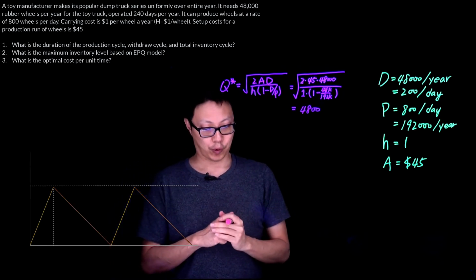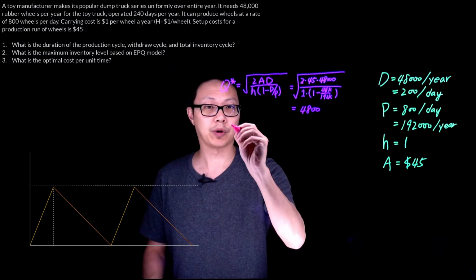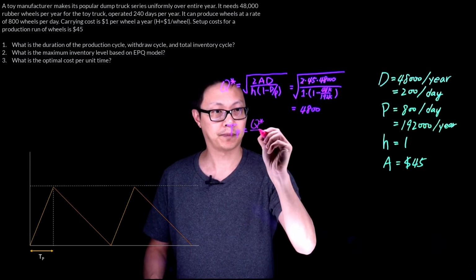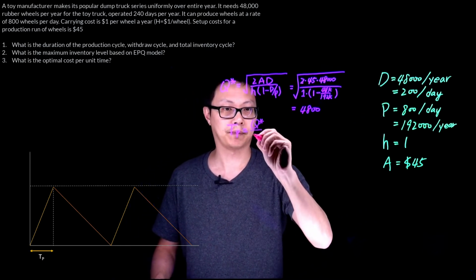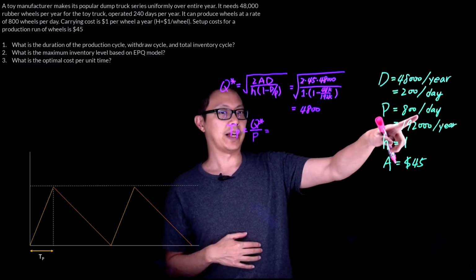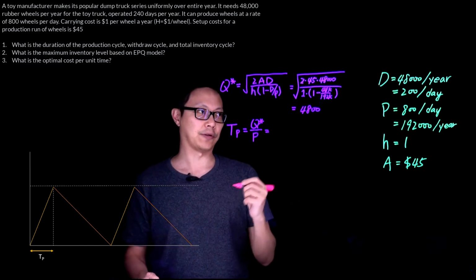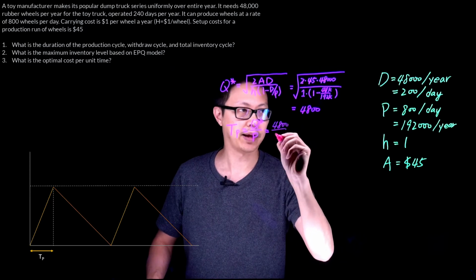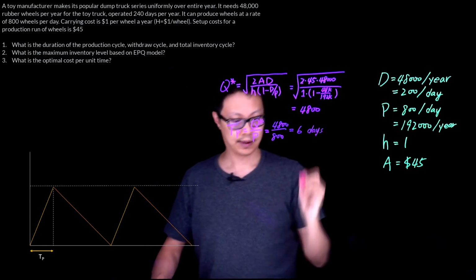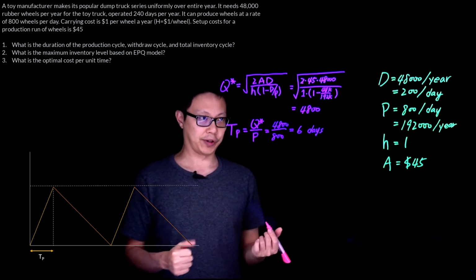Once you know the optimal quantity that you want to produce, the next thing we can do is to figure out the production period. And we know the production period, TP, will be equal to your optimal order quantity divided by your production rate. Why is that? If I know I'm going to produce 4,800 units, every day I'm going to produce 800. So this formula can help you identify how many days it takes for you to produce 4,800. Okay? So it'll be 4,800 divided by 800, which is 6. And the unit will be days.